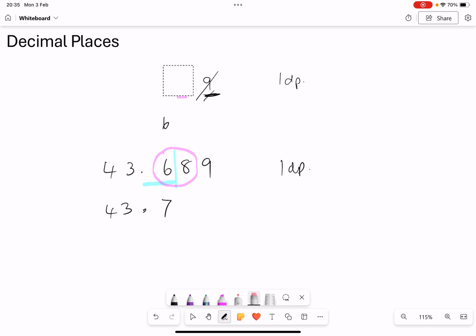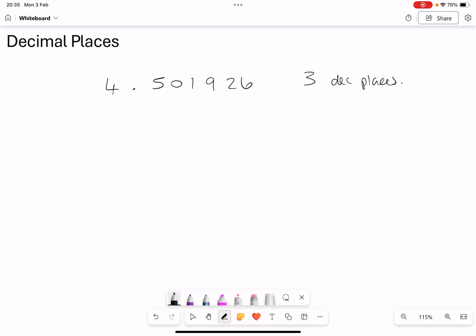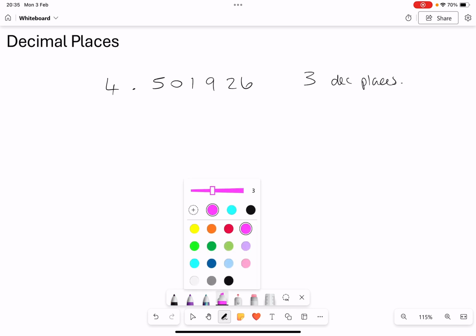One more set of examples. I'll do a 3 decimal place one. So let's say I have 4.50196, and I want to write that correct to 3 decimal places.